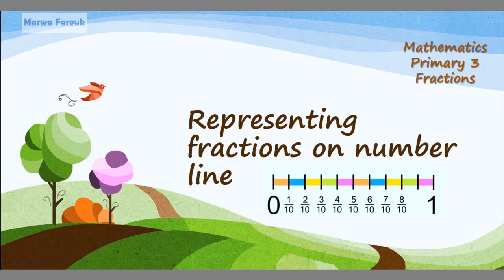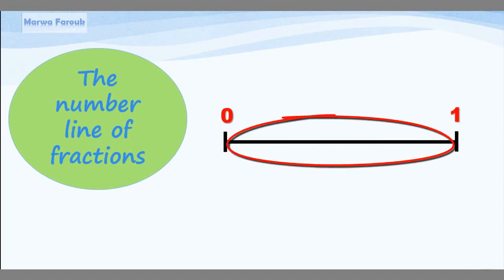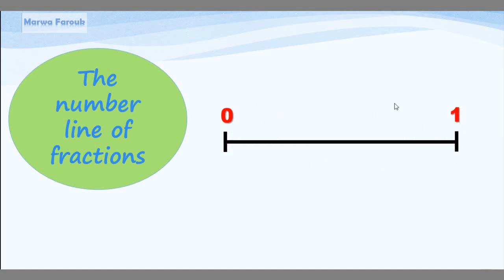Let's start together. Here we have the number line, and as you know, the number line is denoted by digits. But the number line that we will represent fractions on will only have two digits, 0 and 1. Why? Until now, the fractions that we have taken are lying between 0 and 1. So all the fractions that we will represent will be in that part, from 0 to 1.